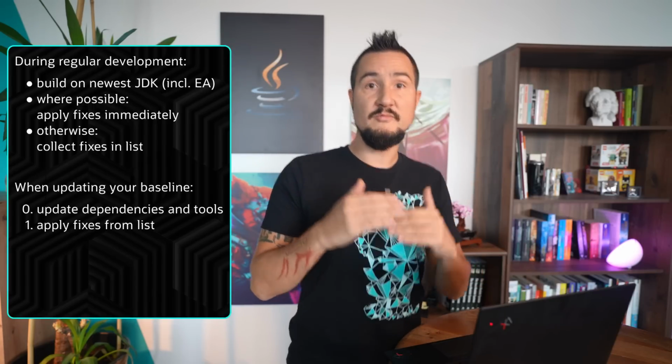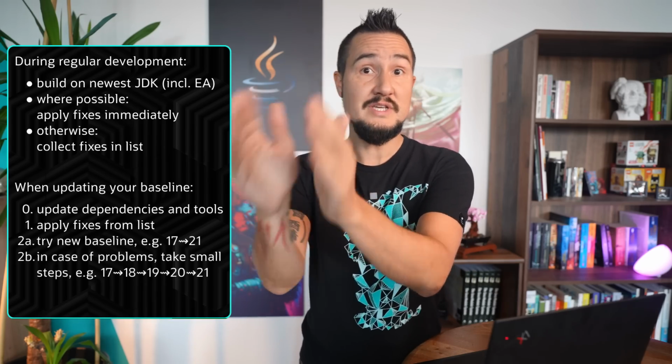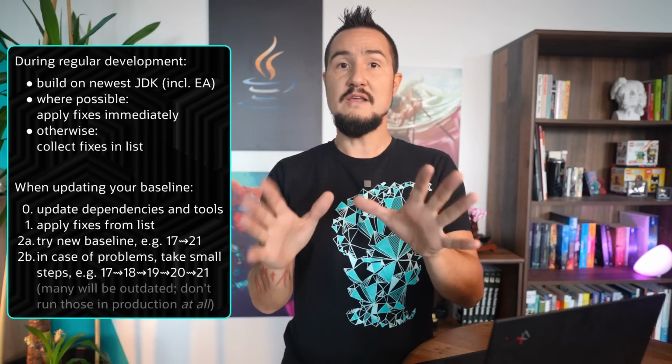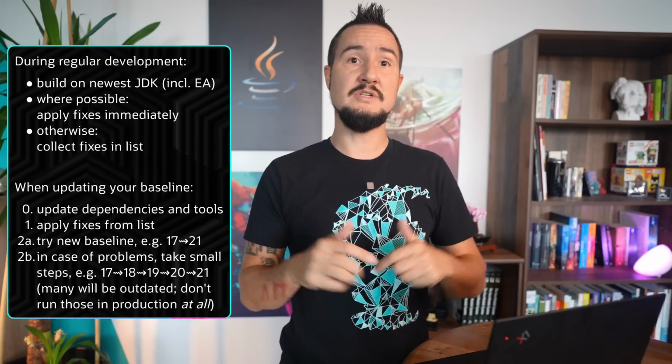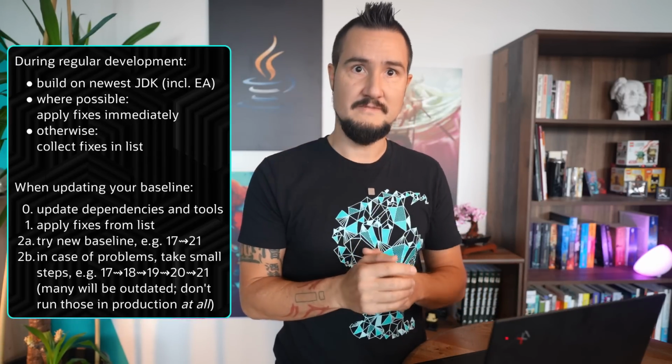Then don't jump from 17 to 21, or rather try that, but as soon as you see issues, go back to 18, then 19 and so forth. I'll leave a link to the JDK archive in the description so you can easily find those versions, just don't keep them running in production. This allows you to pinpoint which Java version causes an issue you observe and helps immensely with research, starting with the release notes and followed by a search with that version as one of the terms.